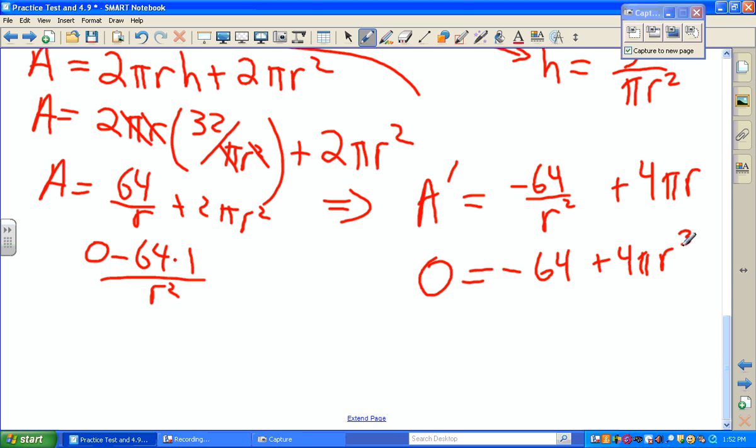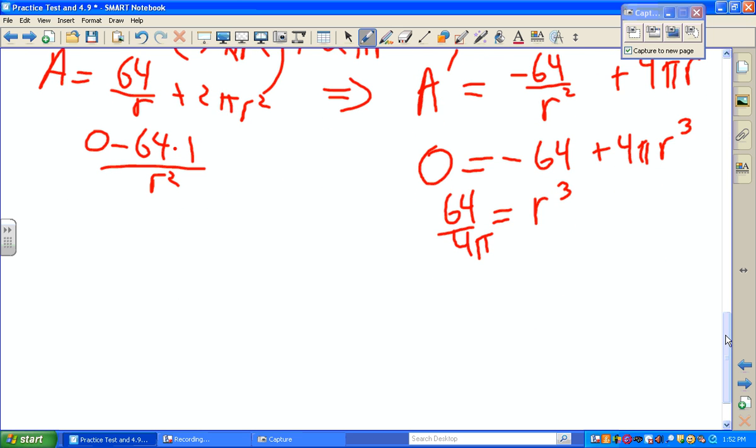How am I doing with my arithmetic, all right? So I take the 64 over, divided by 4 pi, that equals R cubed. Take the cube root of the right side. What's 64 divided by 4? 8? No, 16? Is it 16? So R would equal the cube root of 16 over pi. Okay? Yeah, you can leave your answer like that.